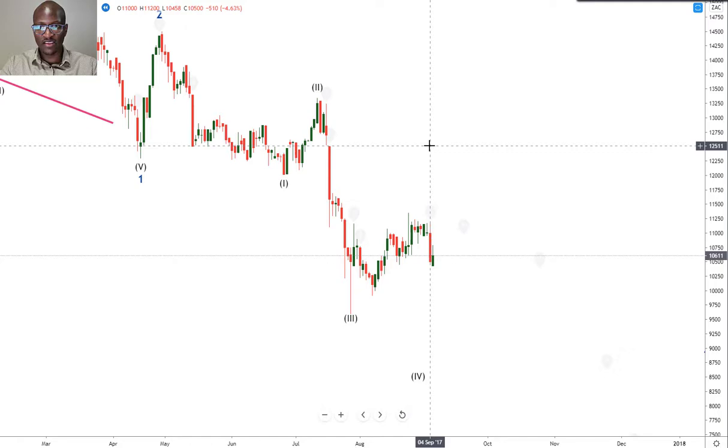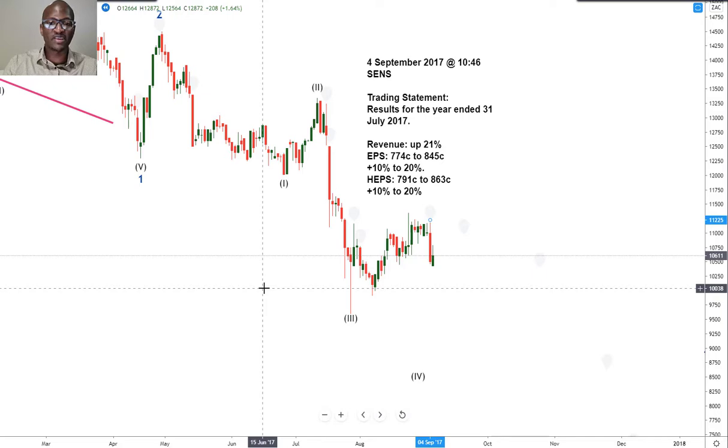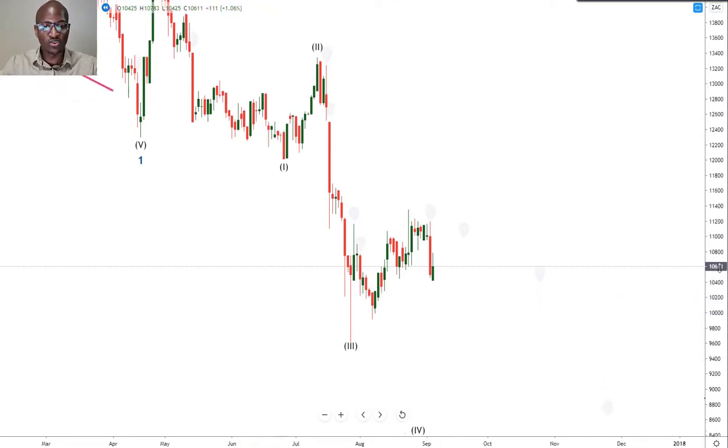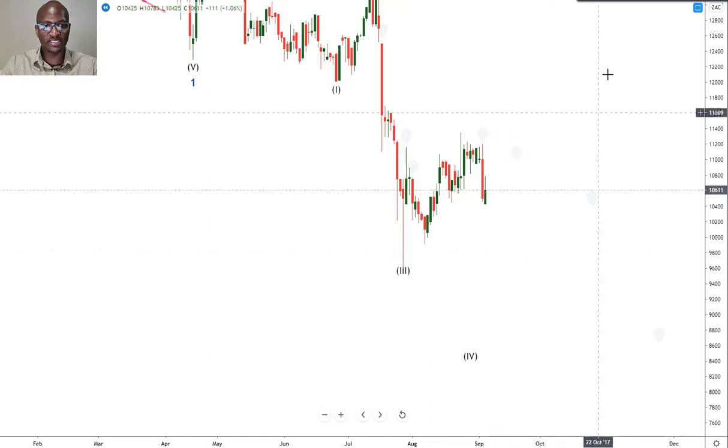Now on this day, we had an almost 5% drop in price, and there was a trading statement. Again, results for year-end 31 July 2017, revenues are still up 21%, earnings per share still expected to be up between 10 to 20%, headline earnings per share still up 10 to 20%. So fundamentally, the numbers are still looking good. The numbers are still good, but even though we had a positive announcement that day, the share price still went down almost 5%.